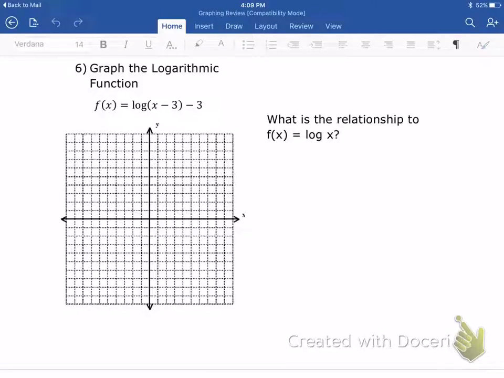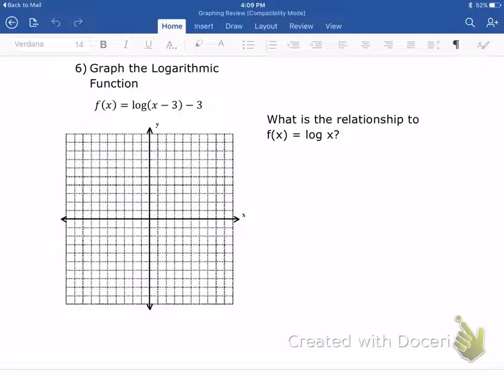Here is number 6 from our graphing review. It's very similar to number 5, except we're doing a logarithmic function instead of an exponential function. And keystrokes are another big part of it on our calculator that we want to be sure we get correct. So what I want us to focus on first is the graph, because ultimately we are graphing f of x equals log of x minus 3 minus 3.